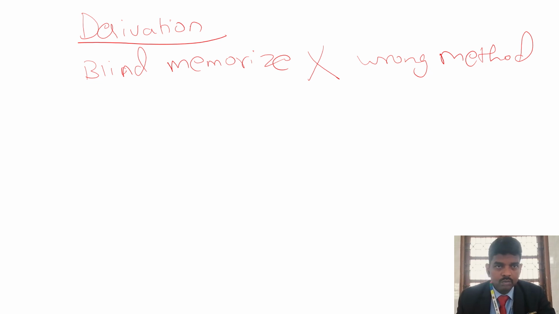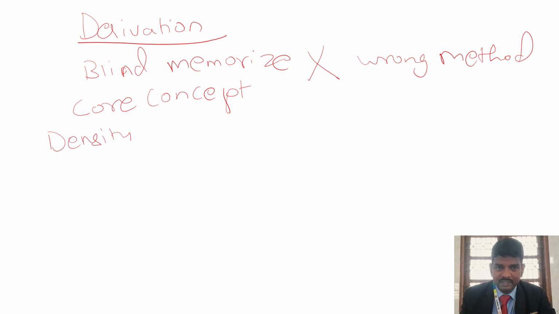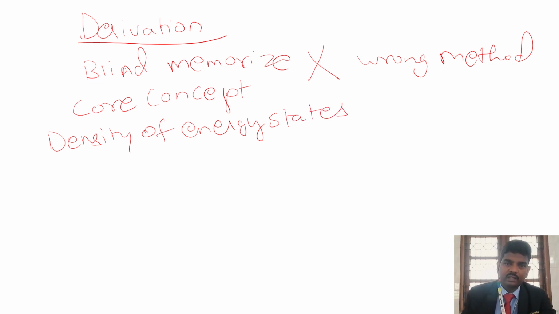If you want to derive continuously without any hindrance, the first thing you should understand is the core concept. I'll take an example so that it will be easy for you to understand. For example, let me take density of energy states. Or if you find any particular topic difficult, I can even explain with that. Most of them find density of energy states very difficult, so I'm taking this. So what is the core concept?